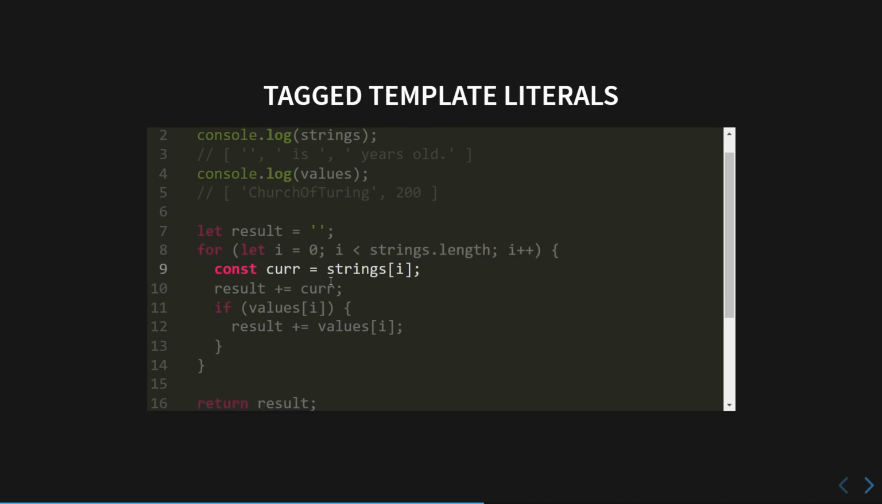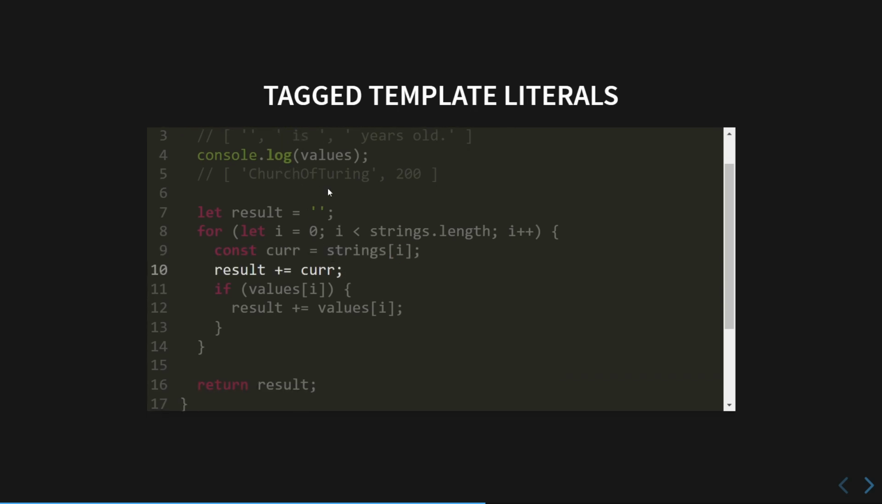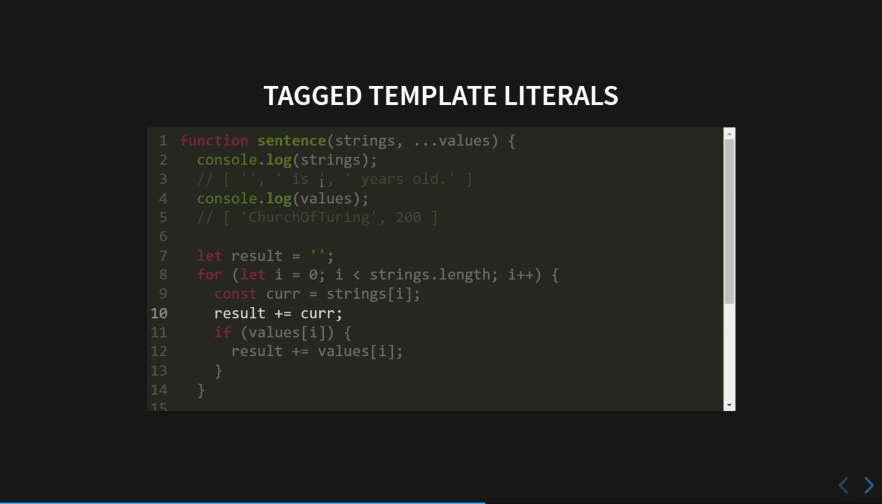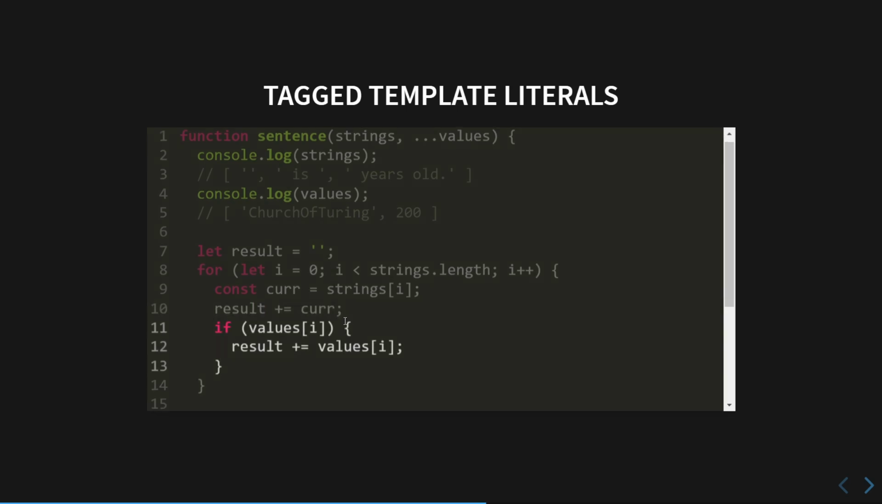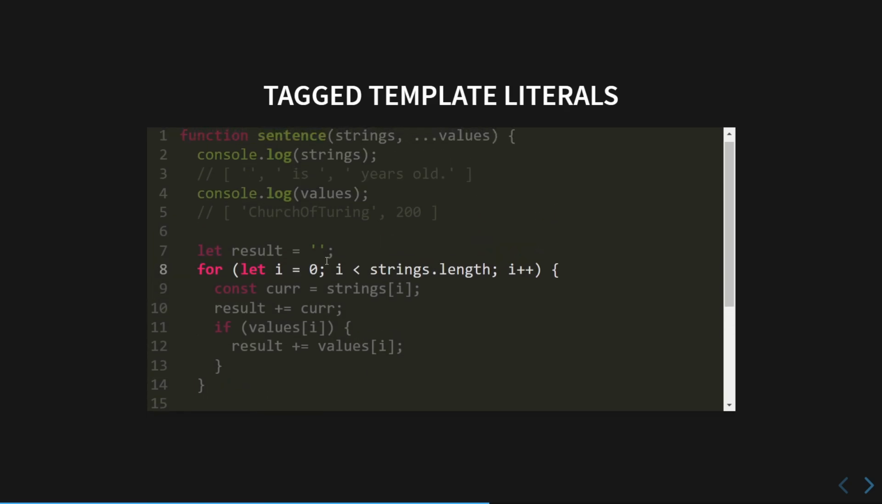We're iterating again, const cur equals strings[i]. Because i is equal to 1 now, it'll be this. We append this to the string, so we're saying Church of Turing, and then we've appended is to it. And then we do the values check again. Because i is 1 now, it'll see, oh, there is a value here at index 1, append that. And you can see we're building up the string, so now it's been appended. Result is equal to Church of Turing plus is plus 200.